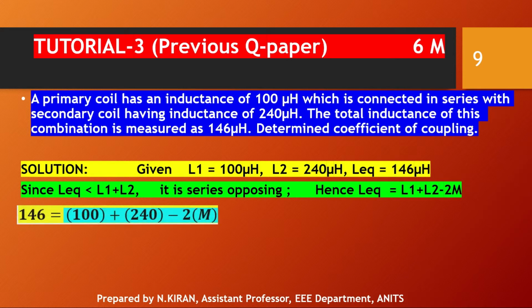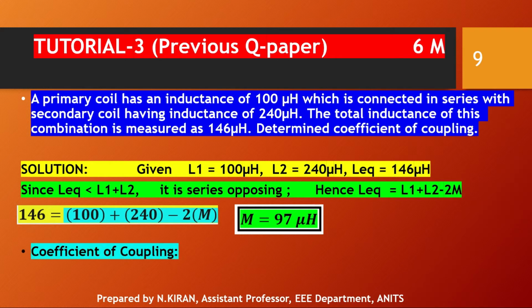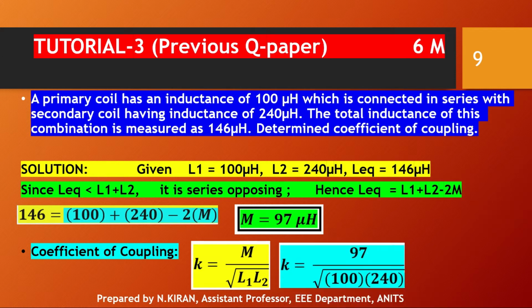So, on applying the formula for series opposing, will give me the value of M to be 97 microhenry. So we know the relation between mutual inductance and self inductances L1, L2 as well as coefficient of coupling, that is K = M / root over (L1 × L2). So on substituting all the values, will give me coefficient of coupling to be 0.626.